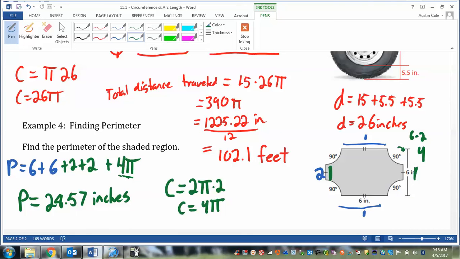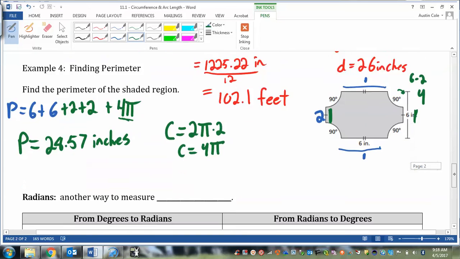Okay, guys, we have a couple problems on our assignment that are similar to this. Okay, break the circles up separate than the other parts. Find the circumference or find a part of the circles that make up the perimeter and go from there. Okay, hang with us. Last example, our last thing here.